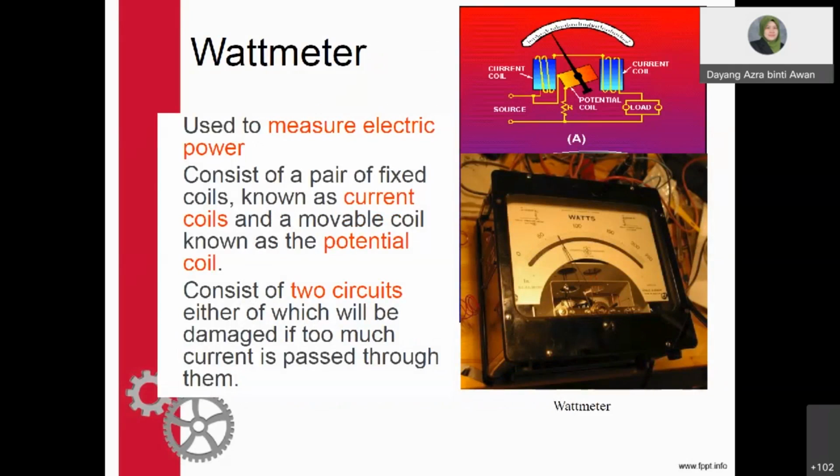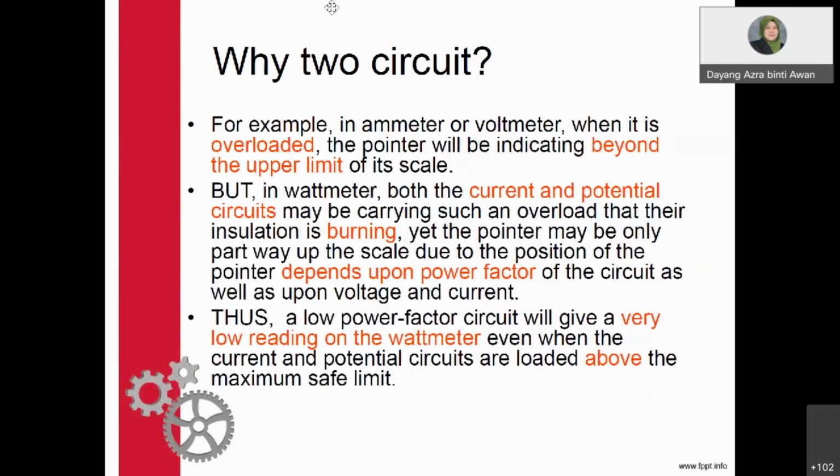Okay, so this is an example of a wattmeter used to measure electric power. It consists of a pair of fixed coils known as the current coil and a movable coil, also known as the potential coil. So this is the movable coil, and this is the current coil. It consists of two circuits, either of which will be damaged if too much current is passed through them. So why two circuits in the design of the wattmeter?